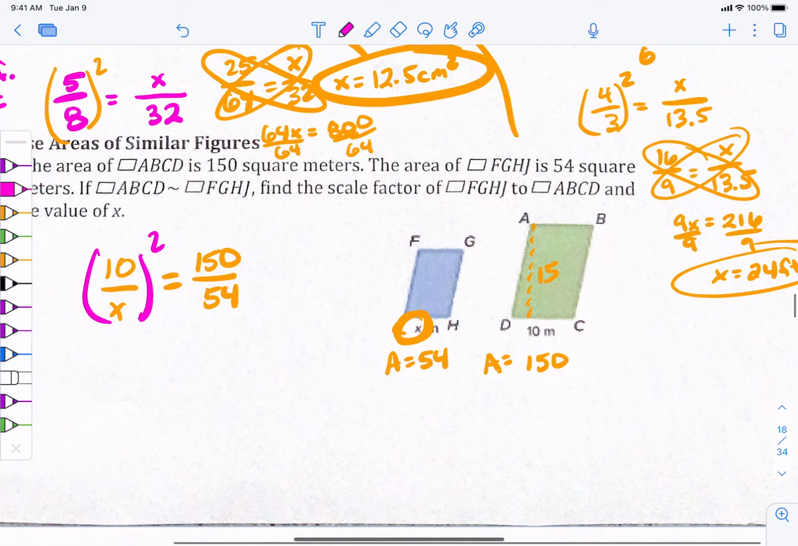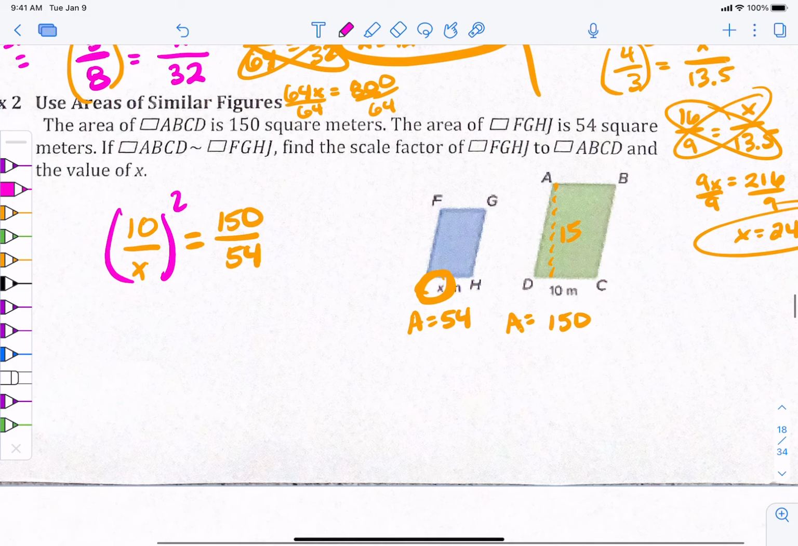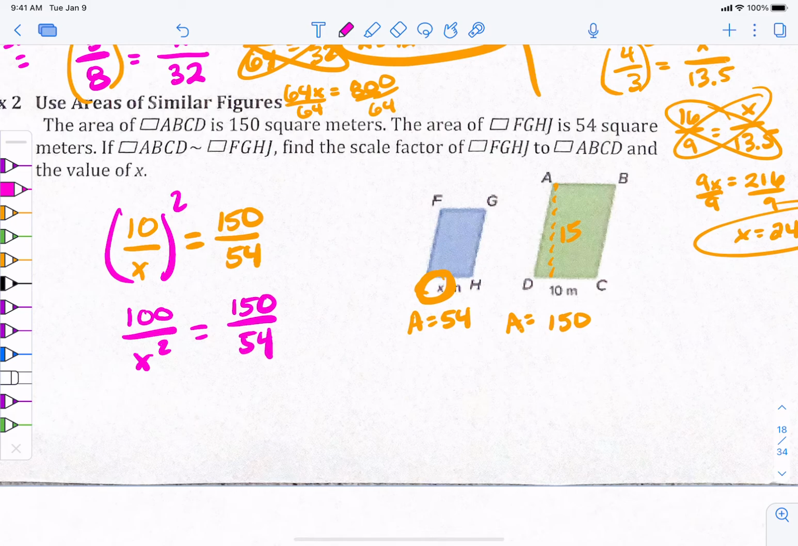So this is a little bit different because our x is inside of there. How do you square that left side? 10 over x squared. What's 10 squared? 100. What's x squared? Just x squared. Equals 150 over 54. Now I just cross multiply. Times 54 divided by 150 and the square root of that.